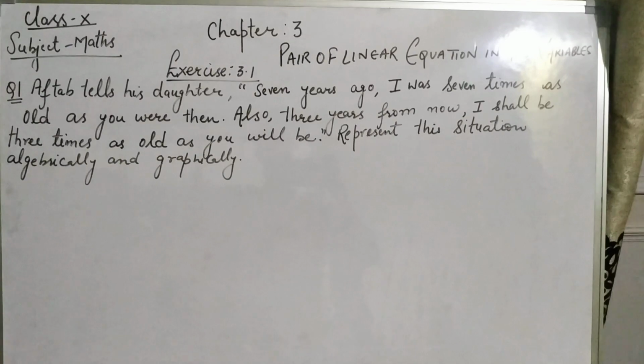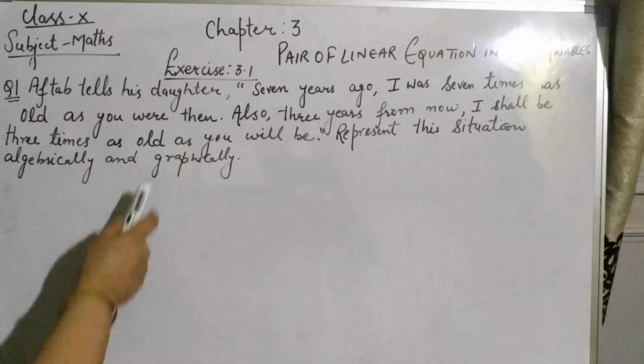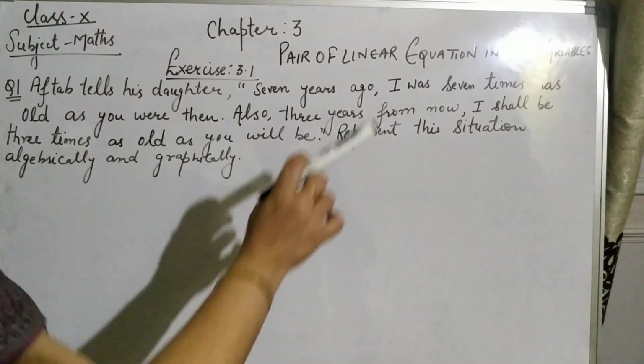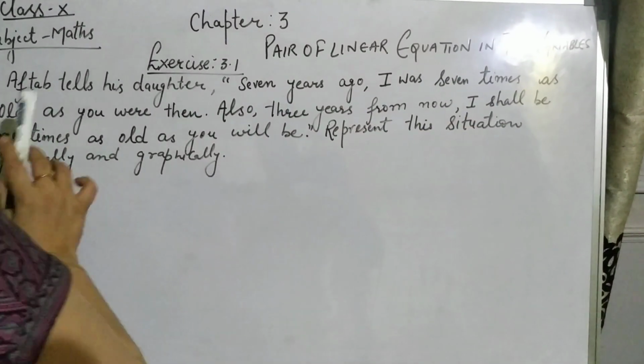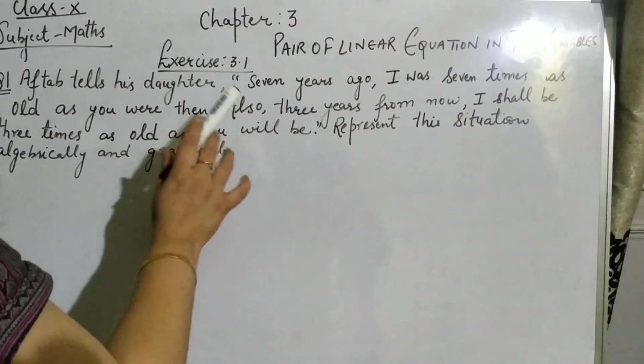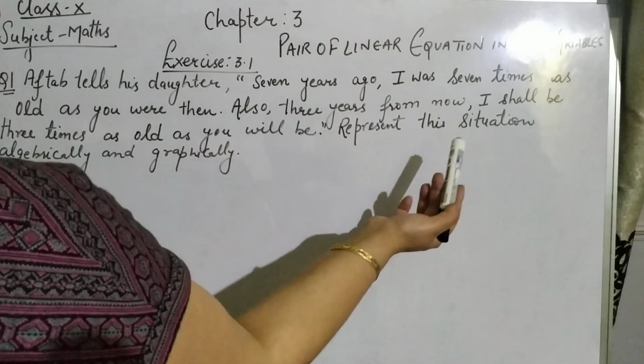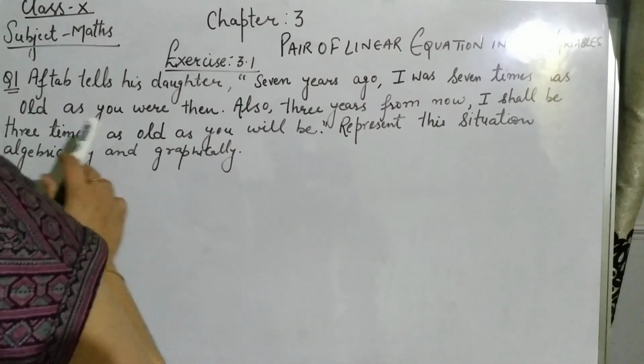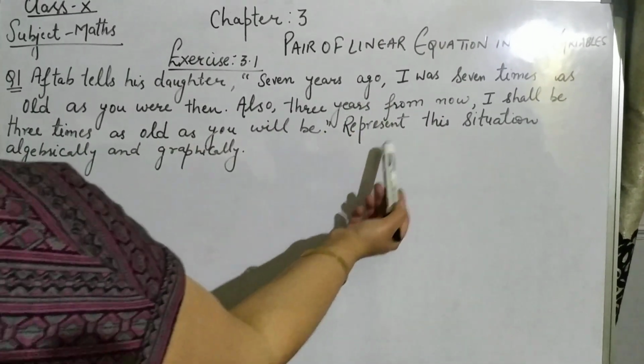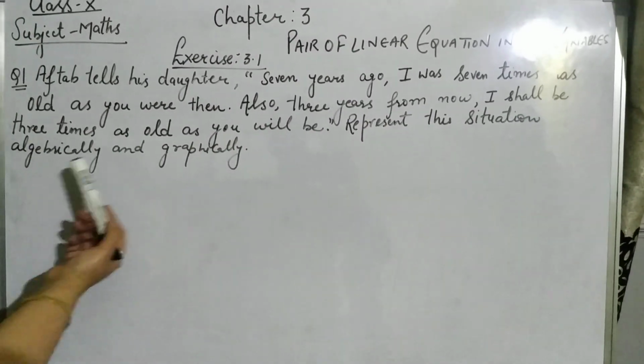Question number 1 is, Aftab tells his daughter, 7 years ago, I was 7 times as old as you were then. Also, 3 years from now, I shall be 3 times as old as you will be. Represent this situation algebraically and graphically.